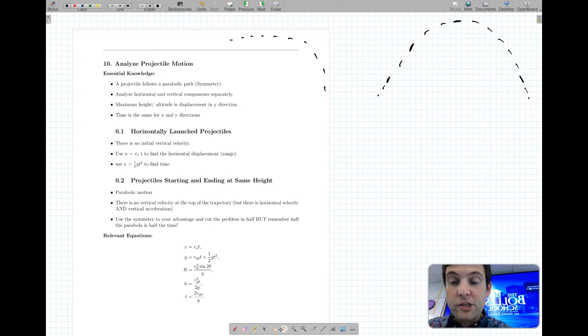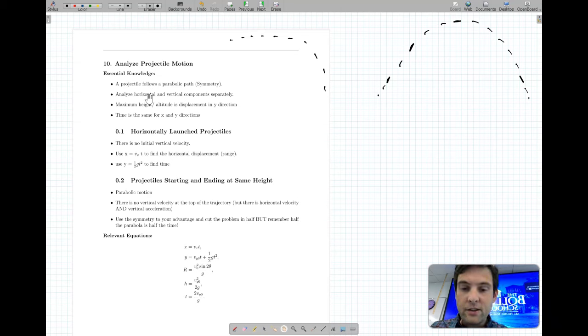Either way, the projectiles follow a parabolic path, which means they have symmetry. We're going to take advantage of that symmetry to make our problem solving actually solvable. We should be able to analyze horizontal and vertical components separately, just like we talked about with vectors. Velocity is a vector, so we need to treat the x components separate from the y components. When you see the phrase maximum height or altitude, that's just talking about displacement in the y direction. The one quantity that's the same for the x and y directions is going to be time.